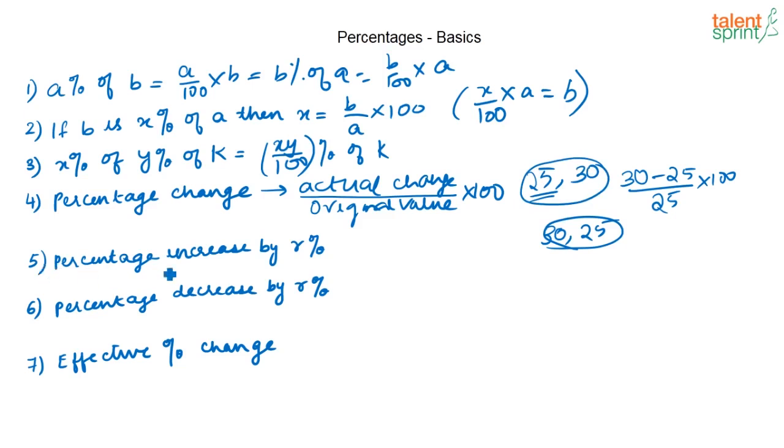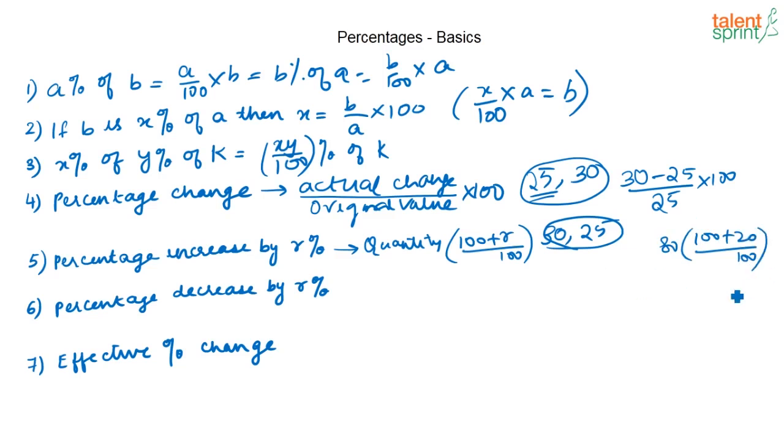Now looking at the next one, percentage increase by R percentage. If I have a quantity and the quantity is increasing by R percentage, what is the new quantity that you get? The new quantity that we get is nothing but the original quantity into 100 plus R by 100. For example, if my mark is 80 and my mark is increasing by 20%, what is my new mark? It is nothing but 80 into 100 plus 20 by 100, correct? That is going to be my new marks.